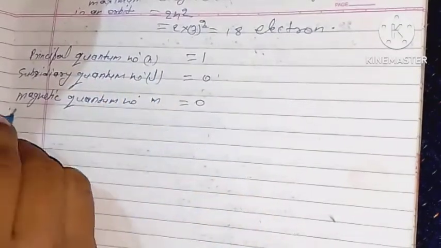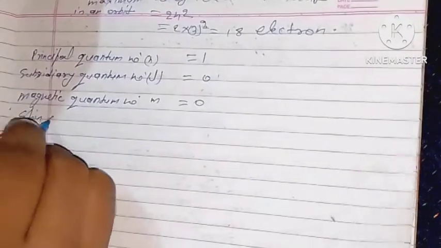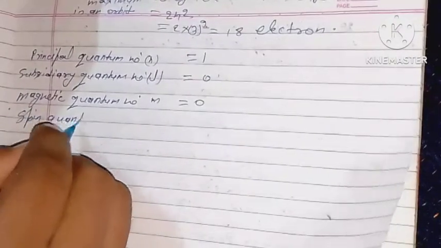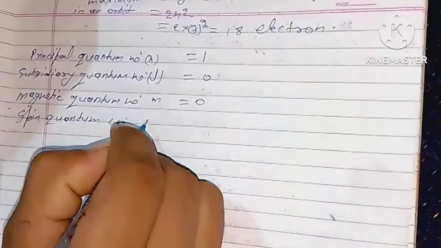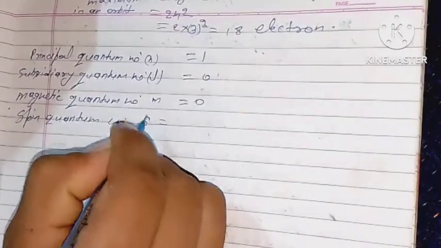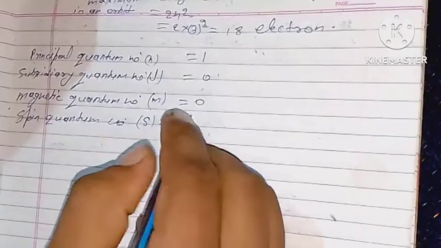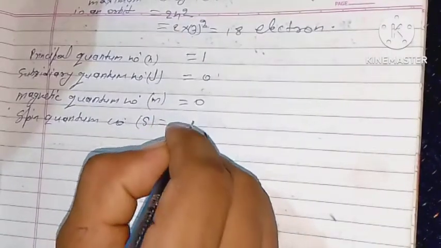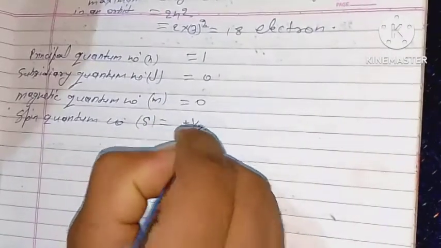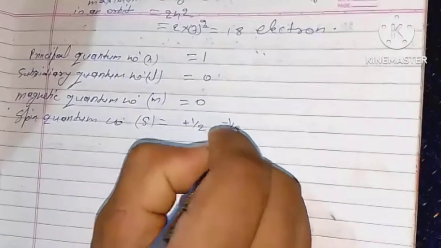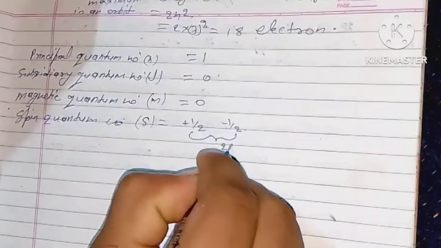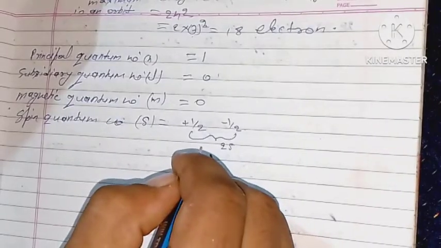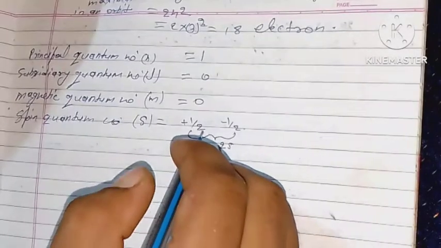The spin quantum number s equals plus 1 by 2 and minus 1 by 2, because this is the 1s orbital, holding 2 electrons in total.